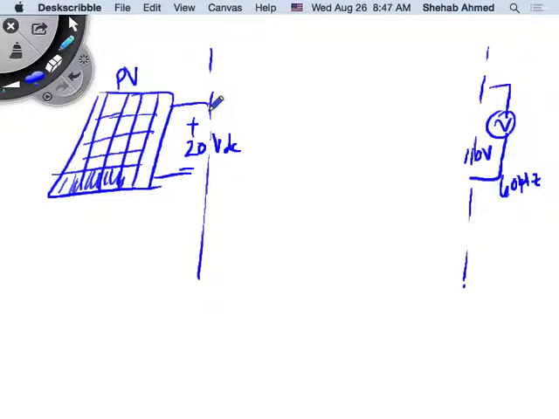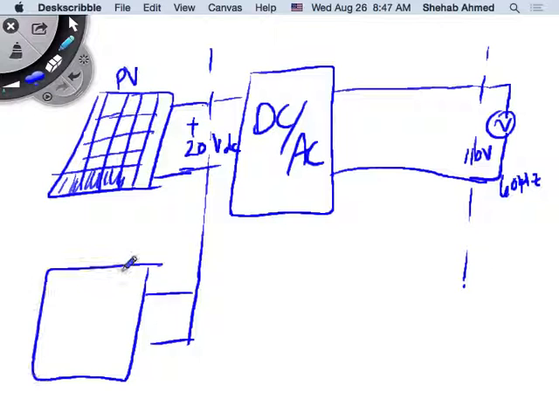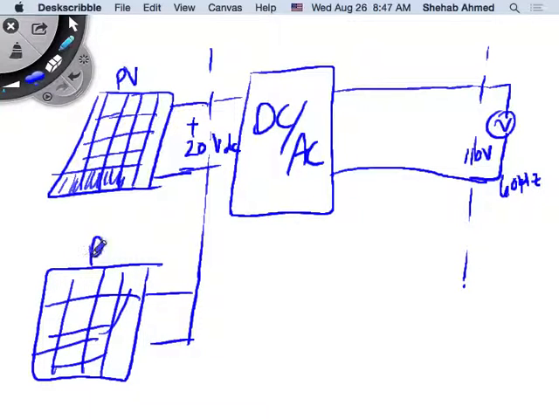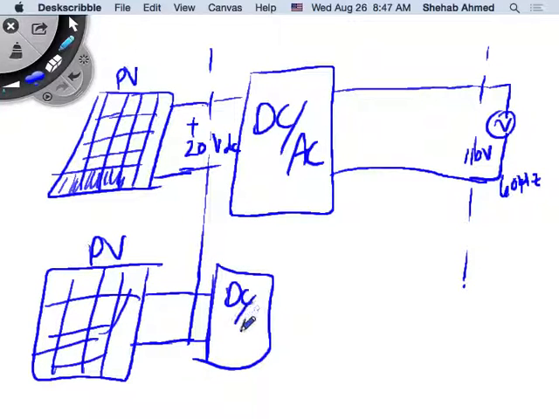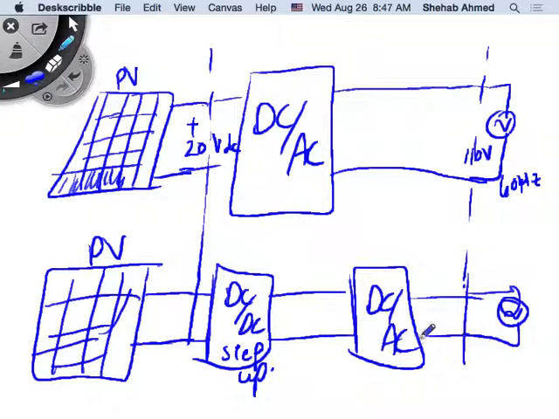Inverter, DC to AC. So you want me to put a DC to AC converter here? Or you could step it up first, DC to DC. This is the PV panel as well. I can take my PV input and step it up, DC to DC, and then put a DC to AC inverter to my power supply. This is one way to do it, this is another way to do it, right?